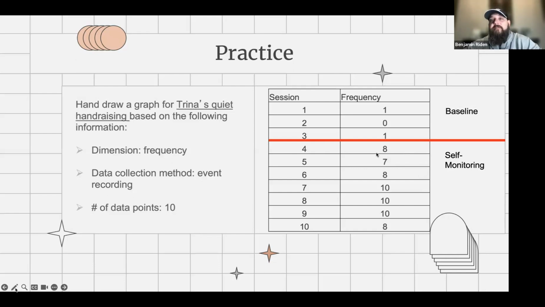So go ahead, pause the video, and write this out by hand. When you come back, I'll flip over the slides and you can see what your graph's going to look like. So go ahead and pause the video and write this graph out by hand.